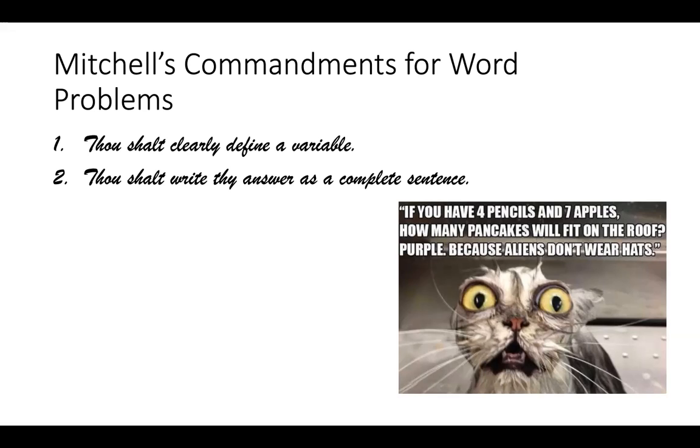And so, as I said, writing a complete sentence can help you weed out an unreasonable answer. All right. For example, the answer to many math problems is the number -10. But if you try to put that in your complete sentence, there are -10 pancakes. Hopefully you'll realize that doesn't make sense and you'll go back and find your mistake.